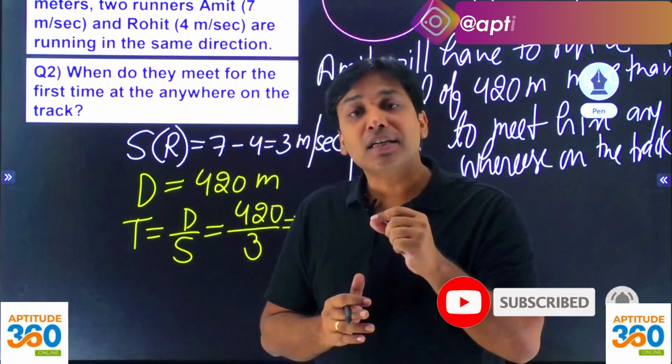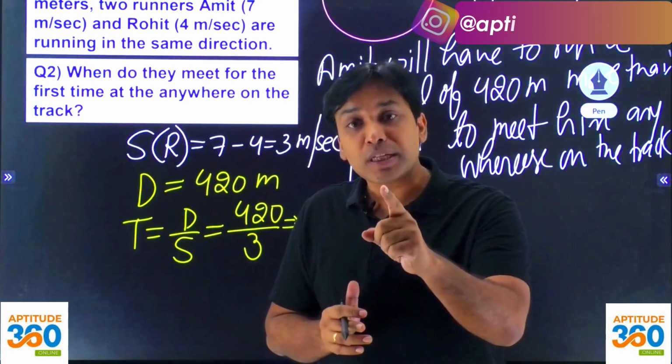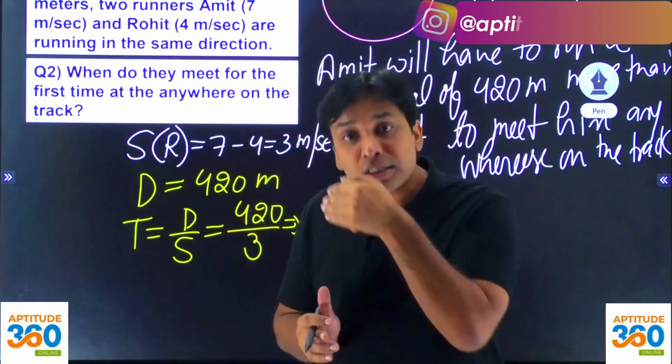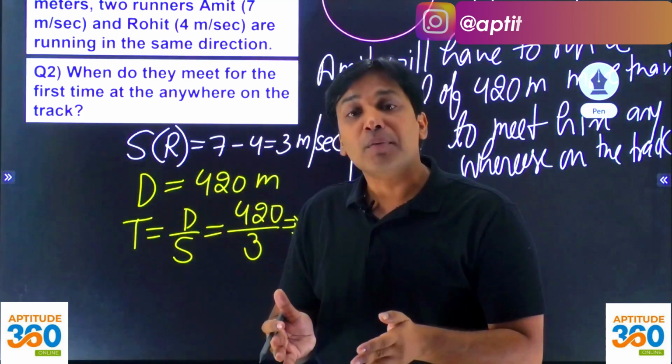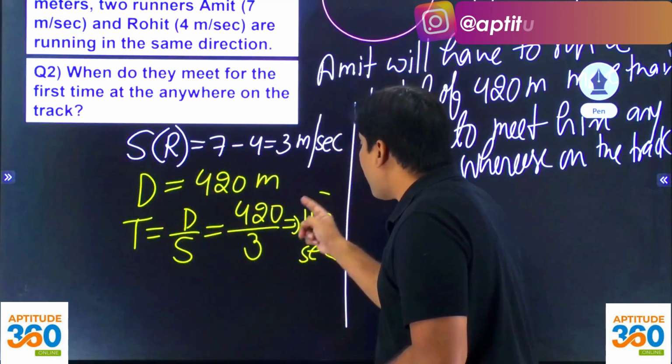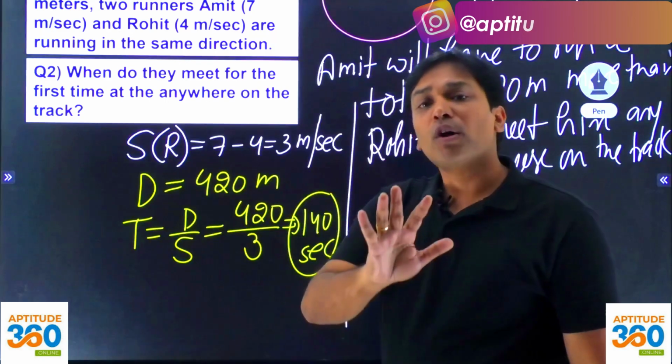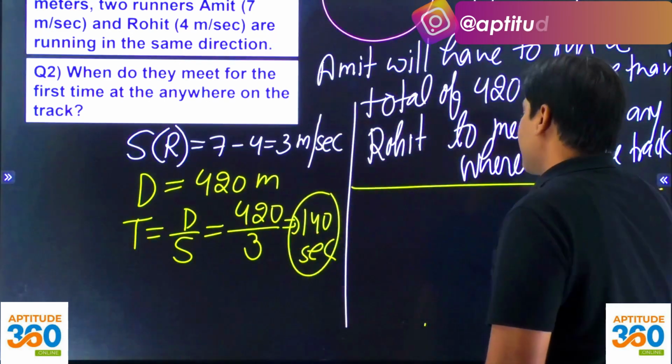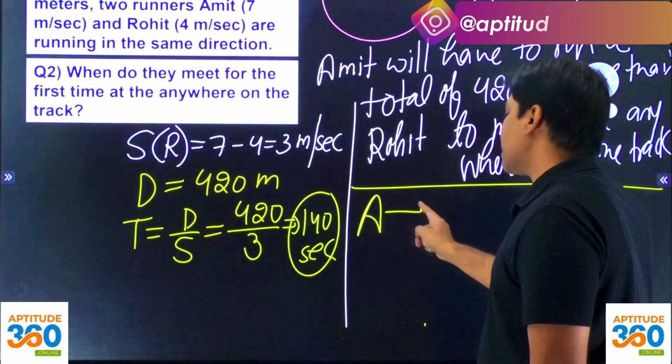When they are meeting at the initial position together, for 20 seconds, the previous problem. Now what is this problem? Anywhere on the track, when they are meeting for the first time, it is going to be 140 seconds. So let us find out कि 140 seconds में अमित कितना ट्रैवल करेंगे and रोहित कितना ट्रैवल करेगा.